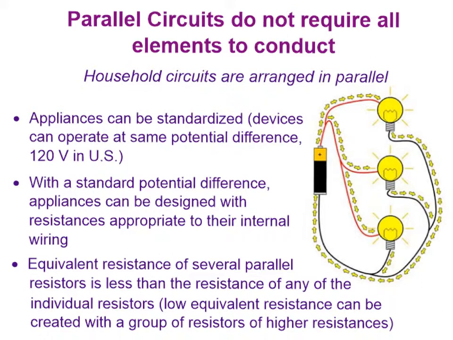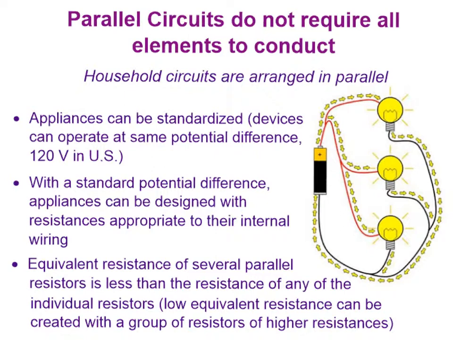But there are other benefits as well to parallel circuits. They allow for appliances to be standardized. Devices can operate at the same potential difference, and so we can have standard appliances. In the United States, that happens to be 120 volts. Then if we have standard potential difference, appliances can be designed with resistances that are appropriate for their internal wiring. And so that allows us to have all kinds of really nice appliances because they are able to be appropriately designed.